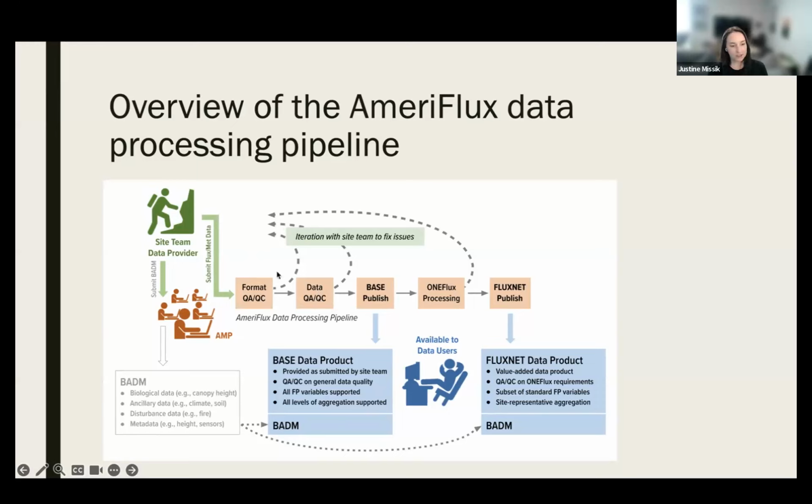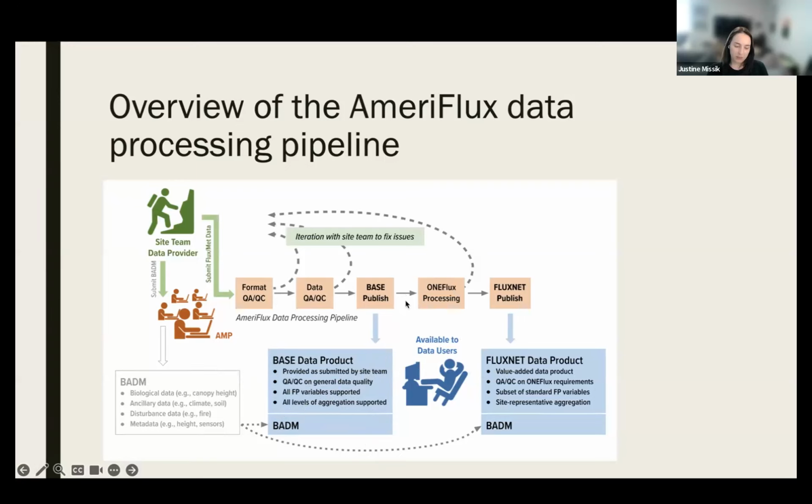So then once it goes through the QA/QC process and everything is taken care of, it will be published as the base data product. So this is basically the data that you've submitted, and then there's been QA/QC about general data quality things. And so this is the data product that's been traditionally published in AmeriFlux. So probably what people are most used to.